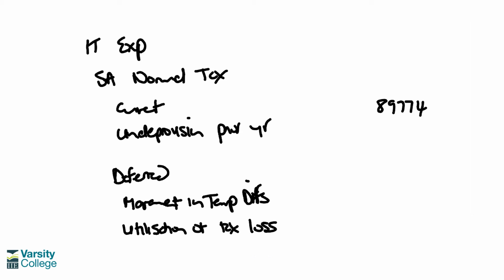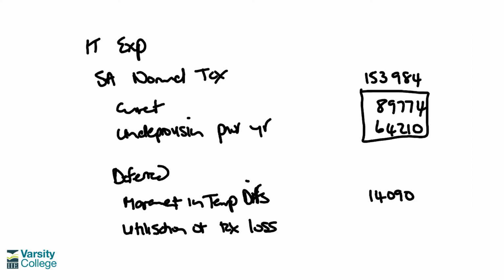89,774, and our under provision was given in the question, 64,210. So both of those two together make up our SA normal tax for the current year, 153,984.